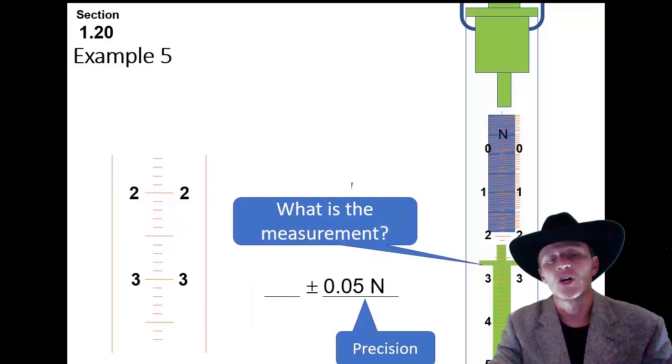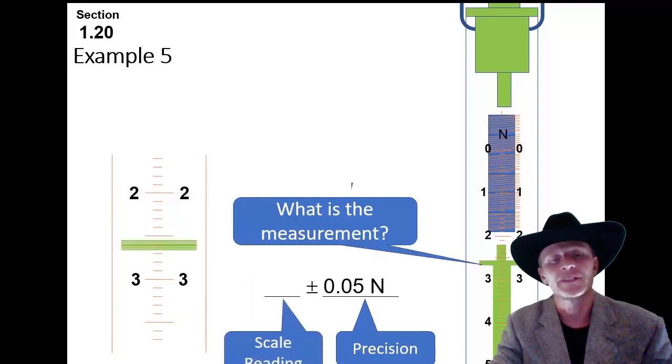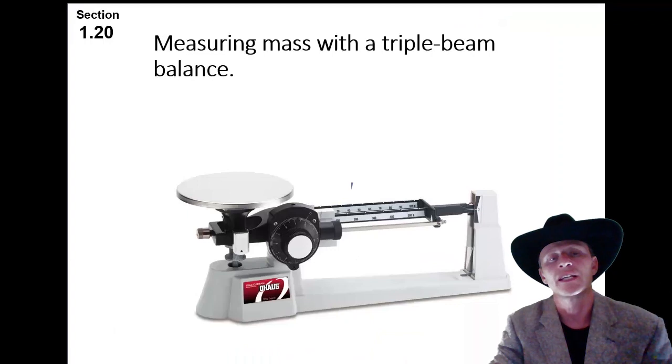So now if we bring over the piston and look at where it's at, we got a 2 point. It looks like a little bit past the 5, so we want to guess that next digit. 2.55 would be a good reading.